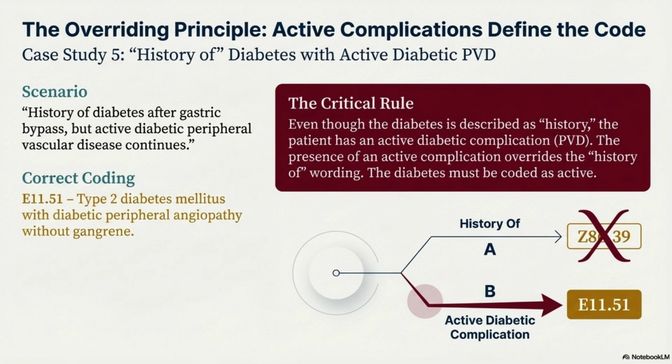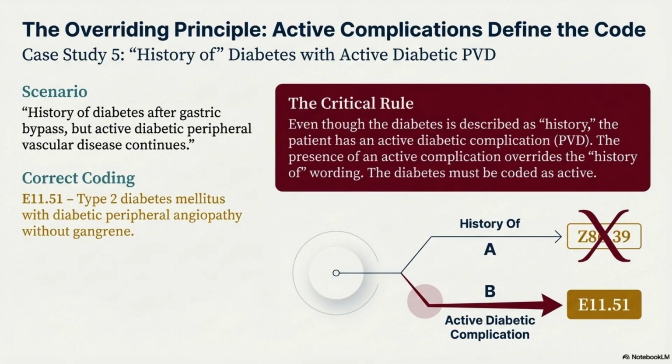In this scenario, the provider documents a history of diabetes, but the patient still has active diabetic peripheral vascular disease. And this is where the distinction we just talked about becomes critical. Even though the note uses the phrase history of, the presence of an active diabetic complication means the diabetes is still active from a coding perspective. Active disease always overrides the wording, history of. So, the correct code here is E11.51, which captures type 2 diabetes with diabetic peripheral angiopathy without gangrene.